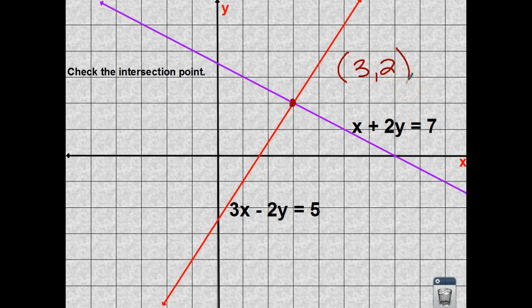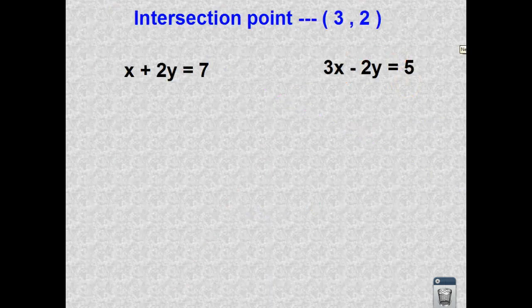Now, how do we check that? We check that by substituting in our possible point to the two equations. And if the two equations both work, which means they both equal each other, then we should have our solution. Let's see how this looks.